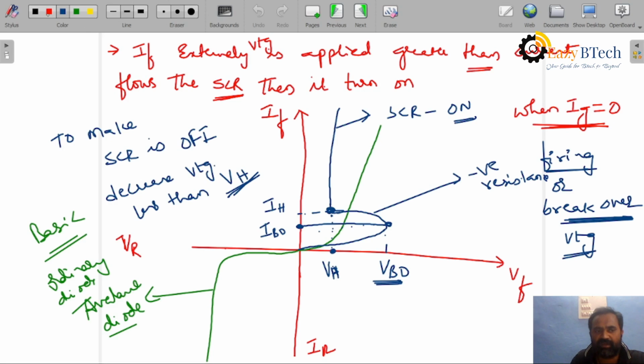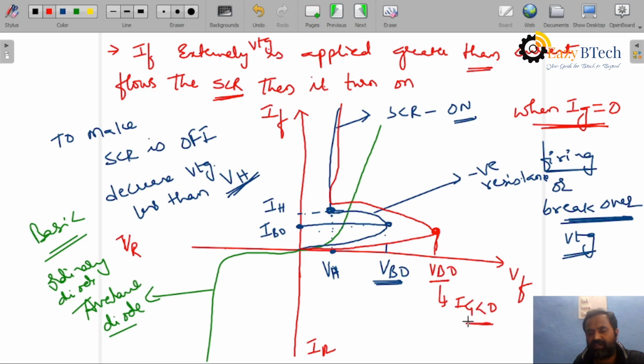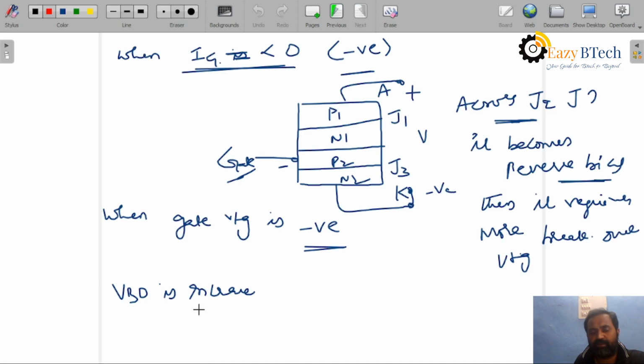Okay, now you can take one. This is the breakover point now. This is VBO for Ig less than 0. Is it clear? VBO is increased.